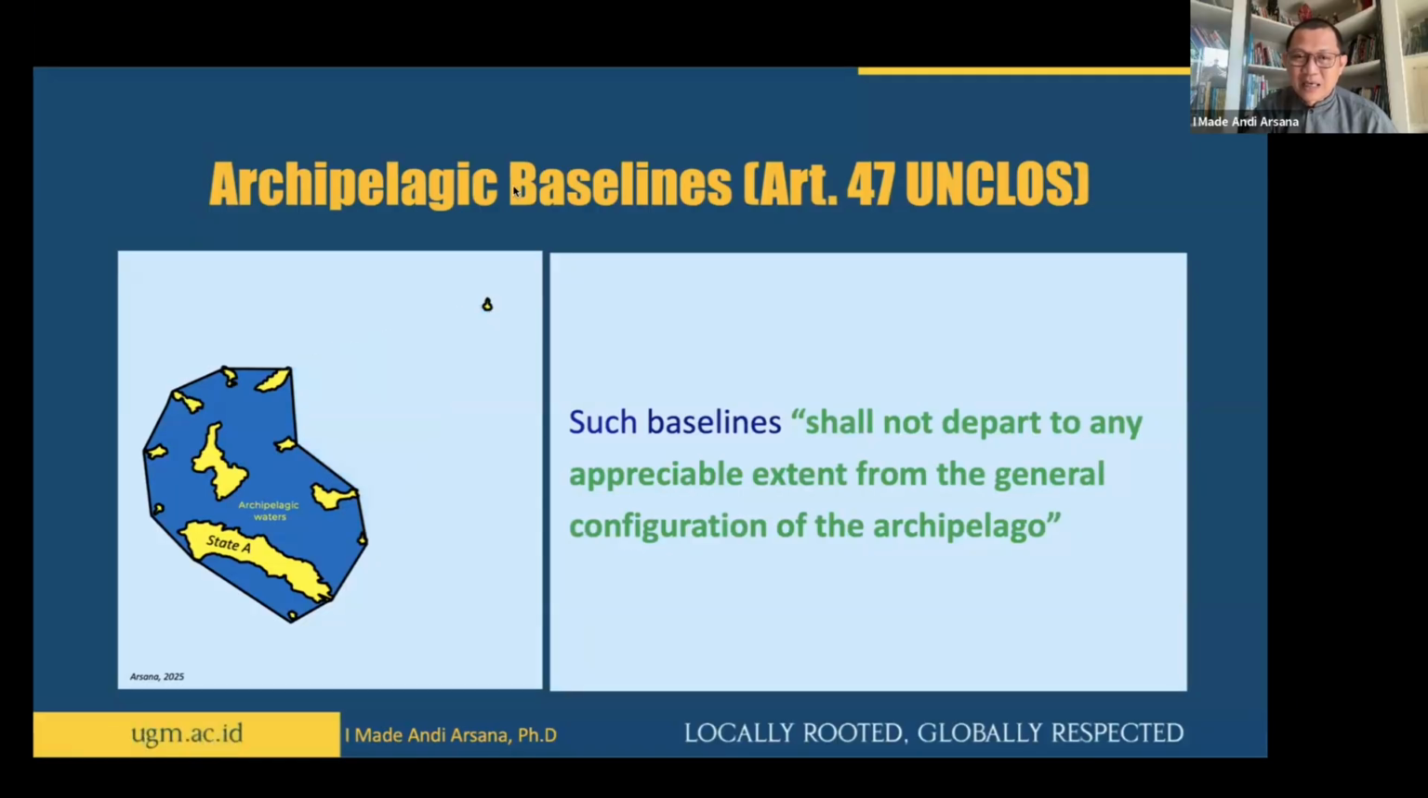But for this one, even though this island still belongs to you, you will consider this island as an island with normal baseline. Jadi kalau ini menggunakan garis pangkal kepulauan, maka pulau kecil ini menggunakan garis pangkal normal aja. Tidak boleh disatukan dia dengan ini, karena negara kepulauannya jadi sangat-sangat berbeda.